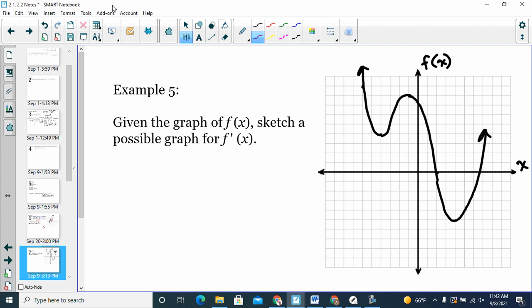Similar problem, you are given the graph of f of x. You are asked to sketch a possible graph of f prime of x. If you'd like to pause the video and try it, you can. If you're not sure how to do it, I'm going to explain it here in a minute.